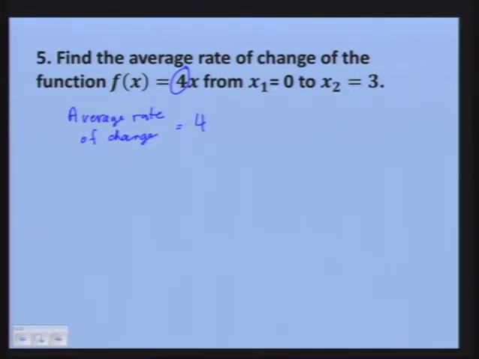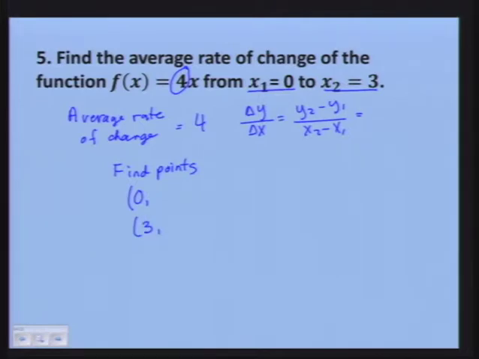So let's do it by delta y divided by delta x, or basically the slope formula, y sub 2 minus y sub 1 divided by x sub 2 minus x sub 1. Well, to make this go, I not only have to have an x sub 1 and x sub 2, I've got to have a y sub 2 and y sub 1. So I'm going to find points. And my points have the x given, 0 in one and 3 in the other.